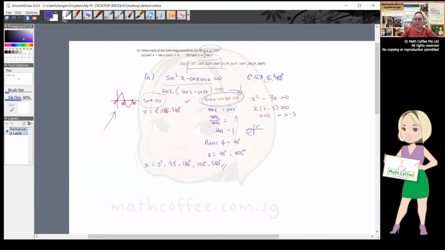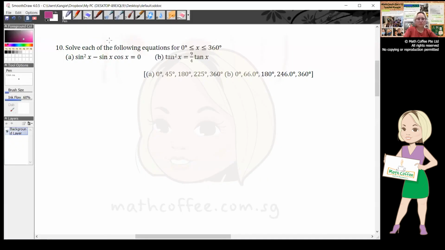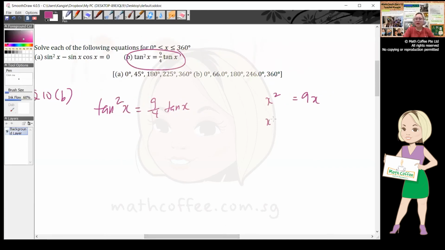Now it's only 10A. Okay, question 10B. So tangent square x equals to 9 over 4 tangent x. So same thing, this one is a quadratic equation. Okay, take note, you cannot divide by tangent x. It's the same concept as when you're solving quadratic equation. Like for example, if I have x squared equals to, let's say 9x. I don't have fraction. So if I want to solve this, x squared minus 9x equals to 0, I have to factorize the x, right?